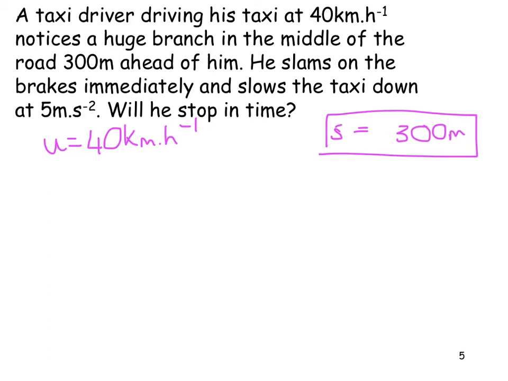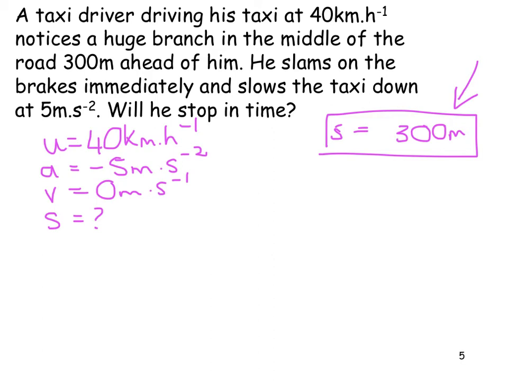He slams on brakes immediately and slows the taxi down at a rate of negative, because he's slowing it down, 5 meters per second squared. We now know that he needs to get to a final velocity of 0. He needs to stop. And we are curious as to what distance he would do that in. And when we've got a distance, we'll compare it to this distance over here and see if he makes it in 300 meters or not.